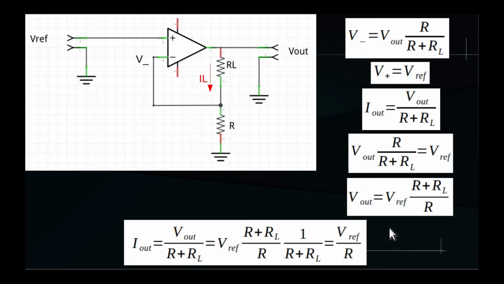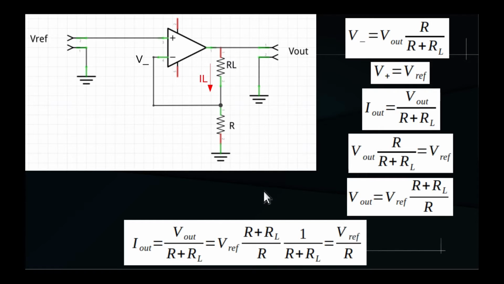Even if the load RL changes, the current will not, so we have a constant current going through the load. In addition, if we want to change the value of the current, we just need to change the reference voltage without touching anything else, since the current is directly proportional to Vref.